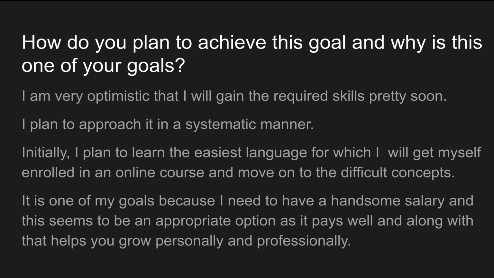Clear? It is one of my goals. Why? Because I just told you a couple of minutes back that the IT sector is actually booming. If it's booming, it's obviously providing you with a good, handsome salary. And it also helps you grow personally and professionally, right? You have half a minute, please go through it.